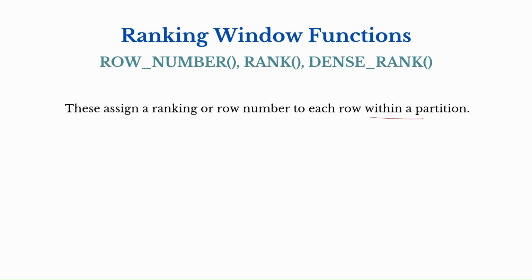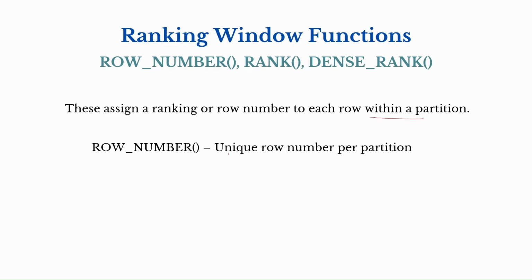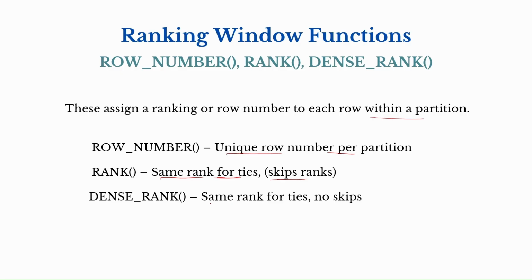So here we have three major types. The first one is row number, which assigns a unique row number for each partition. The second one is the rank window function, which assigns the same rank even for ties, and it skips the ranks. And the third one is dense rank, which also handles ties. That means it gives the same rank for ties and does not skip the next rank.